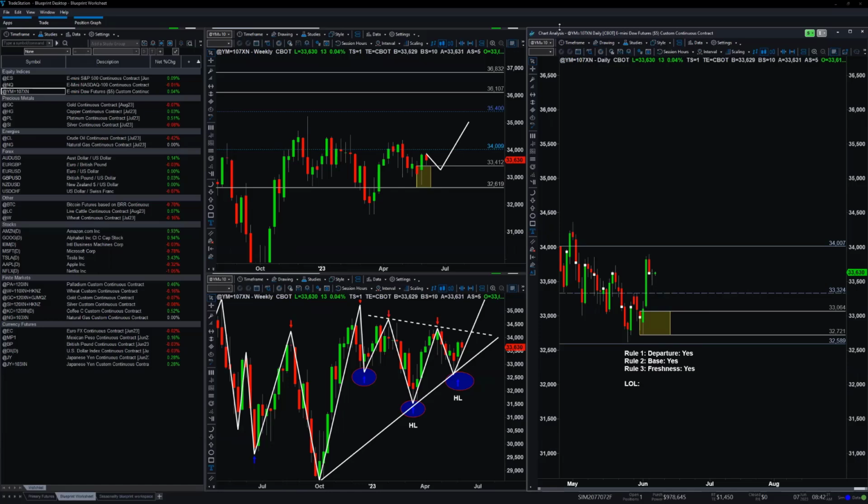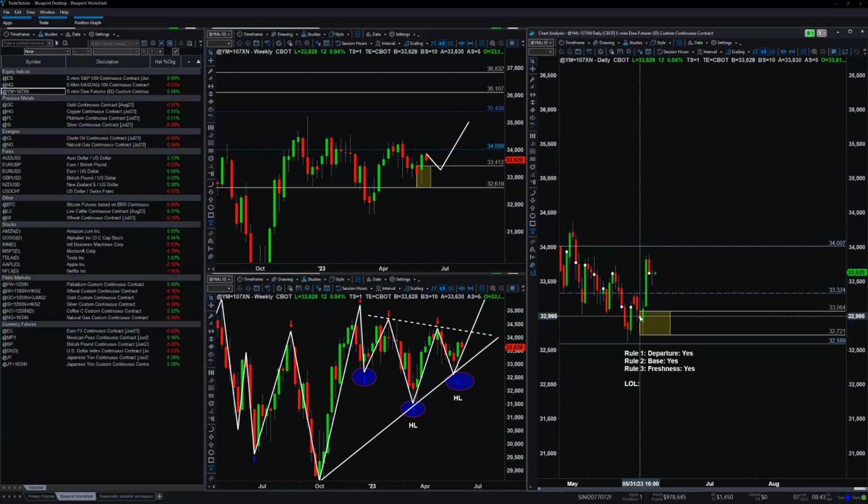So we're going to continue covering our zone qualifiers. In the previous lesson, we covered 3 of our zone qualifiers already, which are some of the most important ones. We covered Rule 1, 2, and 3, which was departure, which was looking at the leg out, ensuring it's an explosive, strong move out of the base. We covered Rule 2, which is base duration, which we use to look at the quality of the base, making sure there's not too many candles there. So we had 3 candles here in this example of the Dow Jones, which was within our set of rules.